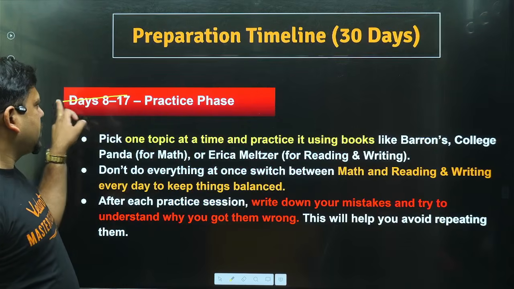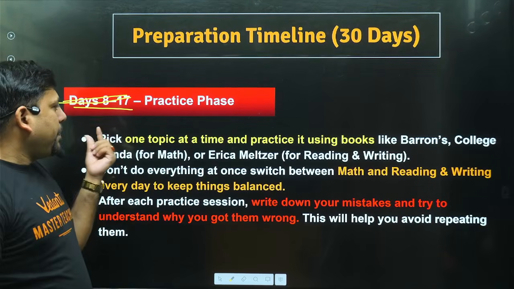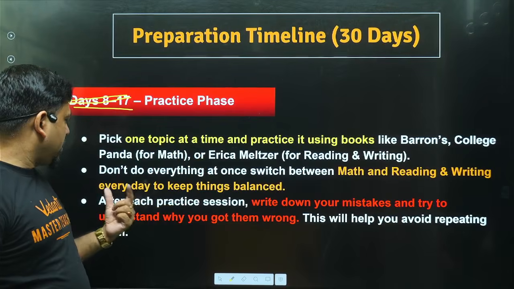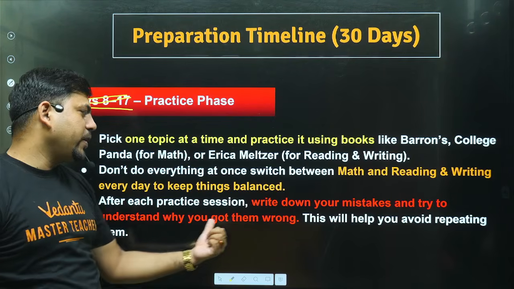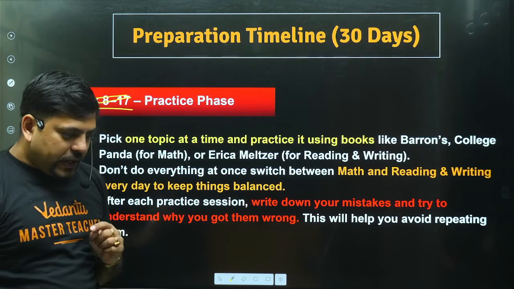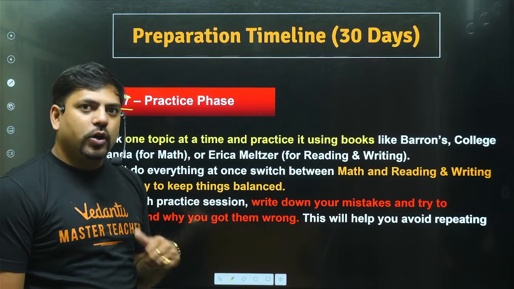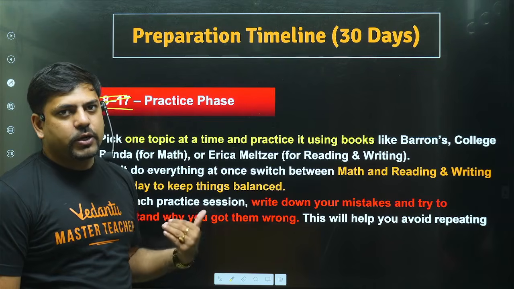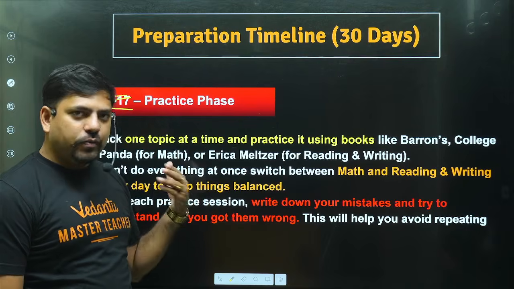Very sorry for this. This text is not getting changed, but now we are in the 5th phase. Pick one topic at a time and practice. So this we have done. After each practice session, write down your mistakes and try to understand why you got them wrong. Because if you won't correct your mistakes, you won't be able to learn. And if you are not learning, then it is unnecessary to move ahead because you are not covering your tracks. Isn't it? So you'll have to cover your tracks also.